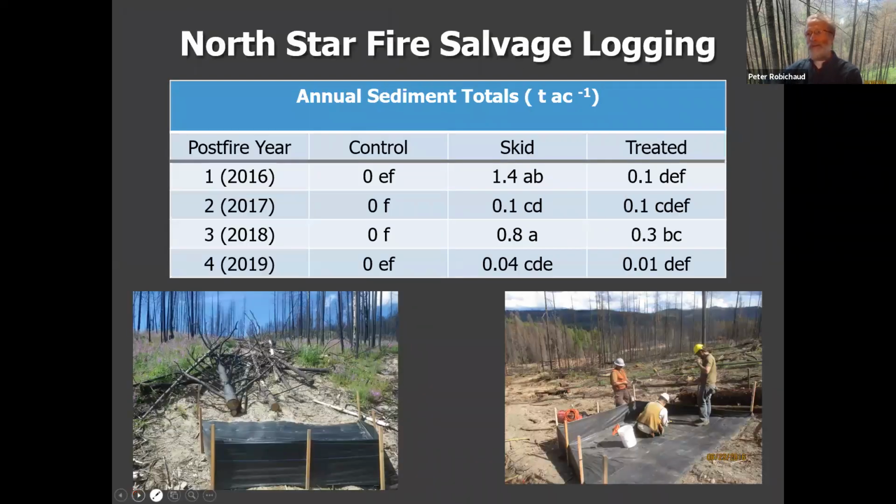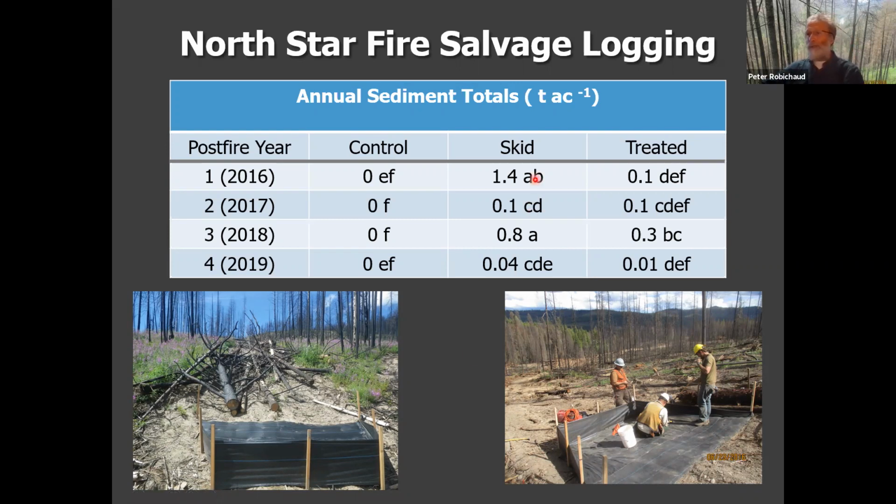We also looked, another way to look at this is to just look at a larger hill slope, and we compared the annual sediment yield with these sediment fences, these big fences that we collect at the base of it. And we looked at the control, which is high severity burn, no treatment, the skid trail, and then the treated skid trail for 4 years after the fire and after salvage operation.